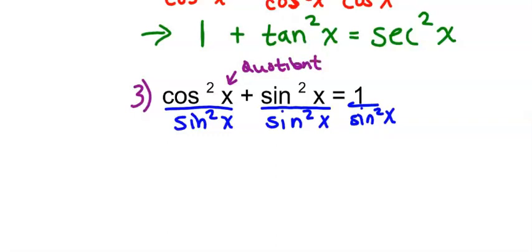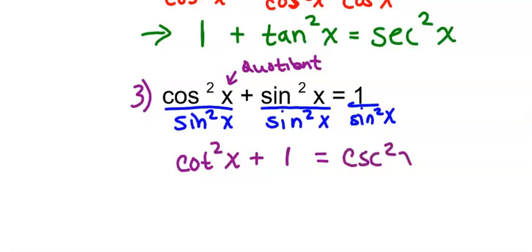All right, so we're using our quotient identity. We know cosine over sine is cotangent, and because both are squared, we get cotangent squared. Sine over sine is 1. Then with our reciprocal identity, 1 over sine is cosecant, so it's cosecant squared. So that's our third and final one.